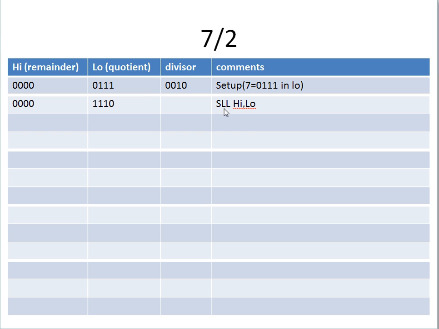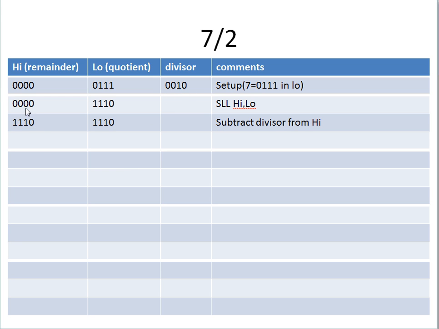So the first thing we're going to do is shift left logical high low. The very leftmost bit of high will drop off. The next 3 bits shift over to the most significant. The leading 0 from low comes across. The next 3 bits of low shift left, and a 0 comes in because it's a logical shift. So that sets up our next step, which is we're going to now do subtraction.